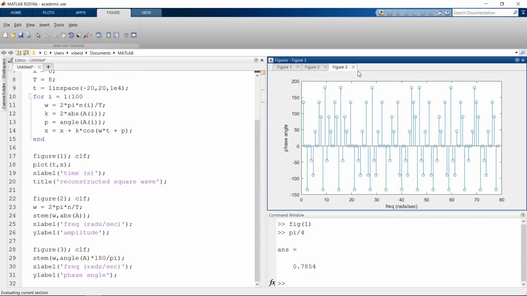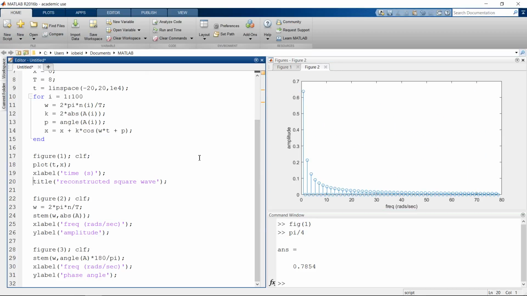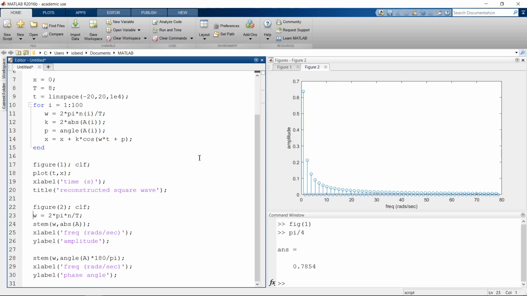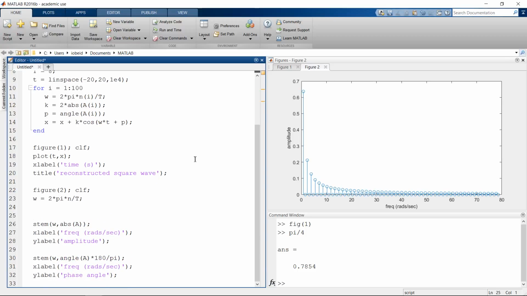So really what I want to do is I don't want to create a figure 3. What I really want is to do the magnitude and the phase plot both in figure 2. So what I'm going to do is take advantage of the subplot feature in MATLAB, and here's how that works. Before I do the plot, I'm going to say subplot.